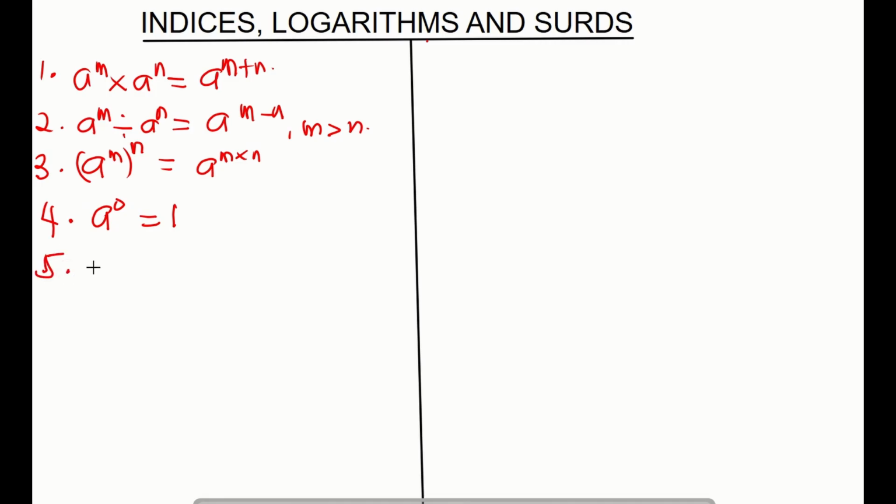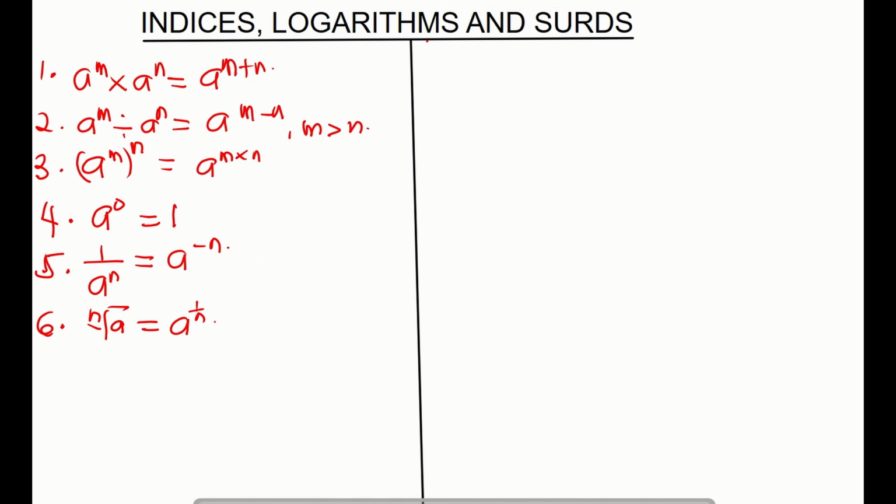Fifth, we also identified that 1 over a to the power n is the same as a to the power minus n. Alright, so let's take the sixth one, where we have that the nth root of a is equal to a to the power 1 over n. So we shall take examples to see how we'll use these laws to solve questions.